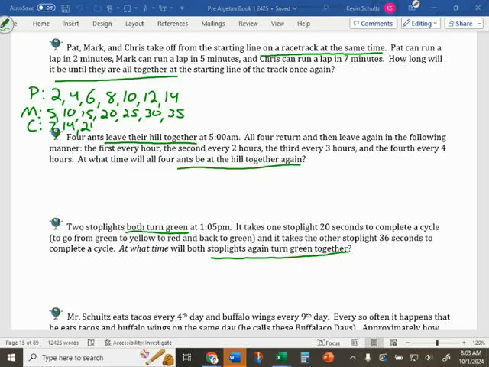But then Chris again at 21, 28, 35. So 35 minutes later, after they start, Mark and Chris will be together again. We're not out to 35 for Pat, but will he be there?